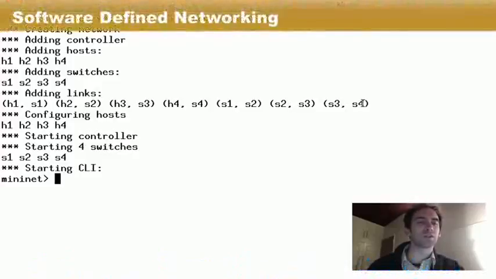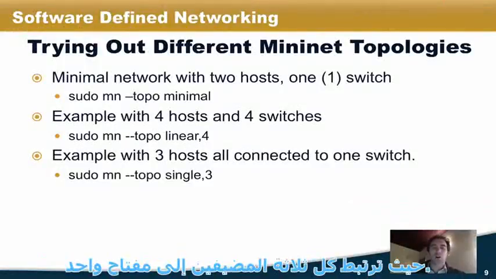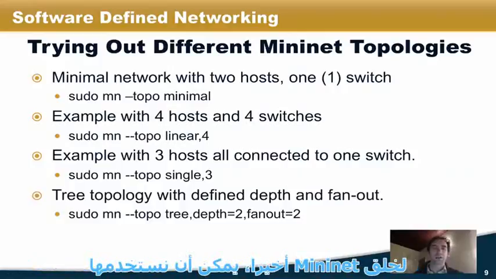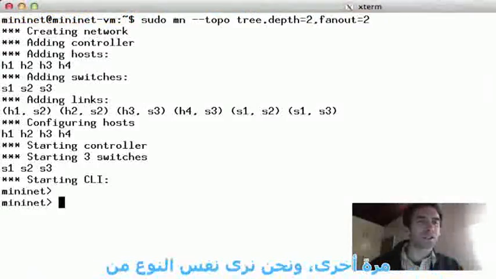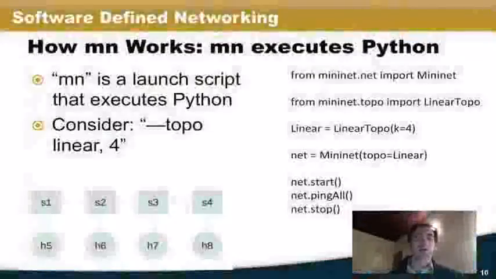As a third example, we can create a topology where 3 hosts are all connected to a single switch, and we have looked at that earlier in this lecture. Finally, we could use Mininet to create a tree topology with a predefined depth and fan-out. Again, we see the same type of behavior, except the links reflect a tree-like topology.